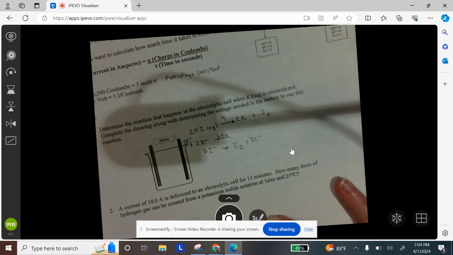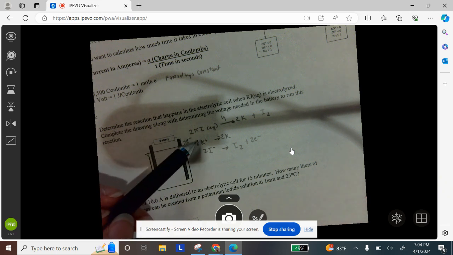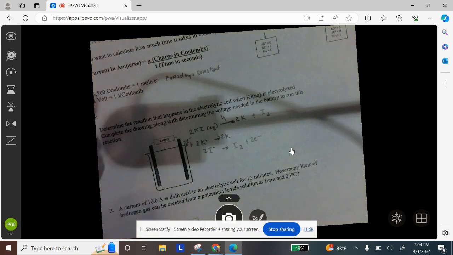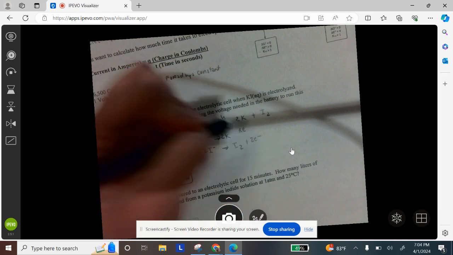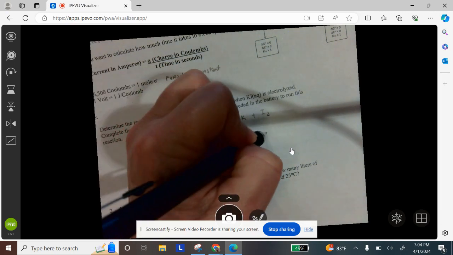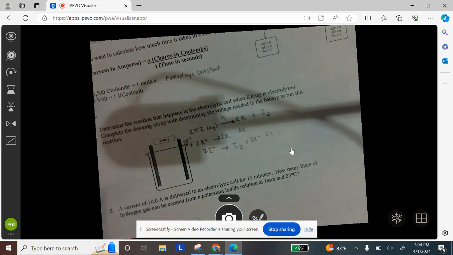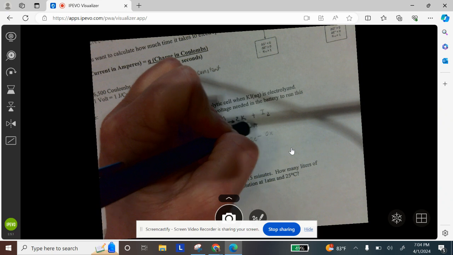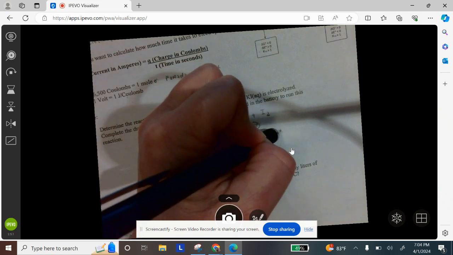Okay, so who's oxidized and who's reduced? K goes from +1 to 0, so K is reduced, and I is oxidized. Okay. So reduction, cathode, so this is the cathode, and oxidation, so this is the anode.